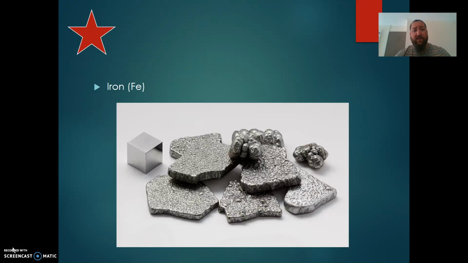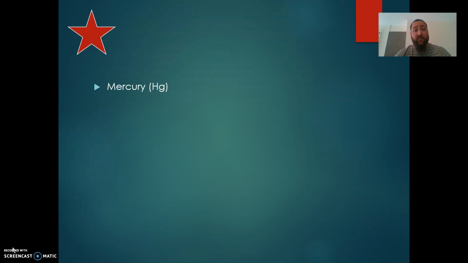Iron. Most of the things made out of metal in our society are actually made out of iron, everything from cars to buildings to a lot of bicycles. So iron is a very, very useful element for us. Often it's mixed with a little bit of carbon, and that's what we call steel.